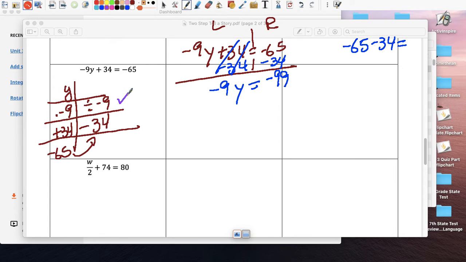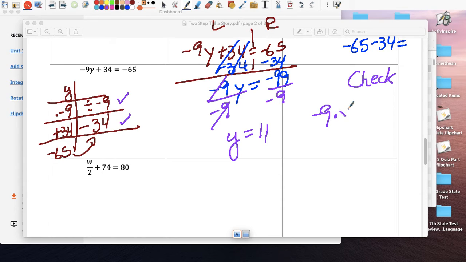Now, what are we going to do? We're going to divide both sides by negative 9. Divide by negative 9. Divide by negative 9. Negative 9 divided by negative 9 is 1. 1 times y is y. Over here, negative divided by negative is a positive, and 99 divided by 9 is 11. Let's do our check.